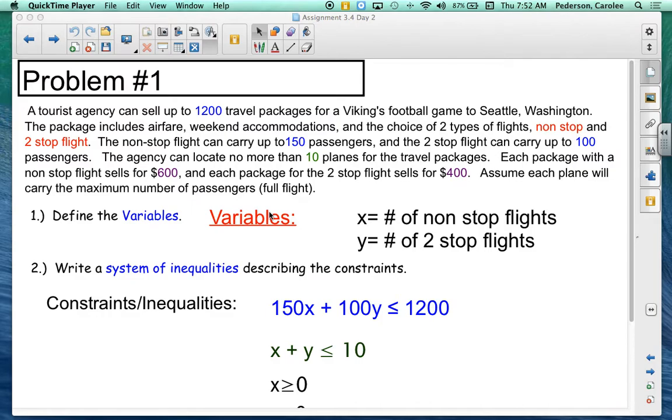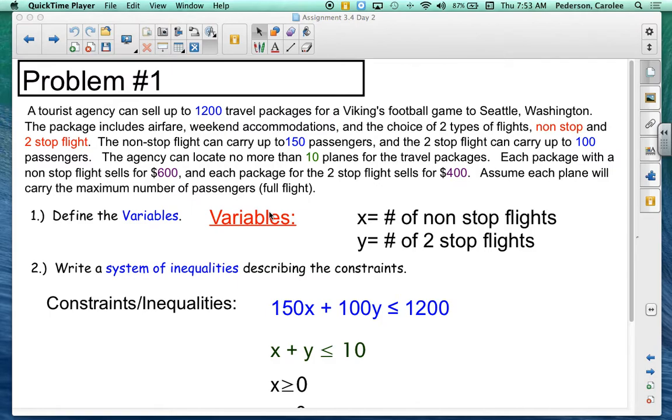So our problem is: a tourist agency can sell up to 1,200 travel packages for a Vikings football game that will go to Seattle, Washington. The package includes airfare, weekend accommodations, and the choice of two different types of flights. A non-stop flight goes directly to Seattle, and a two-stop flight has to stop 2 times before it gets to Seattle. The non-stop flight can carry up to 150 passengers, so think of your plane, 150 people can get into that plane. And the two-stop flight, let's say a smaller plane, has 100 passengers.